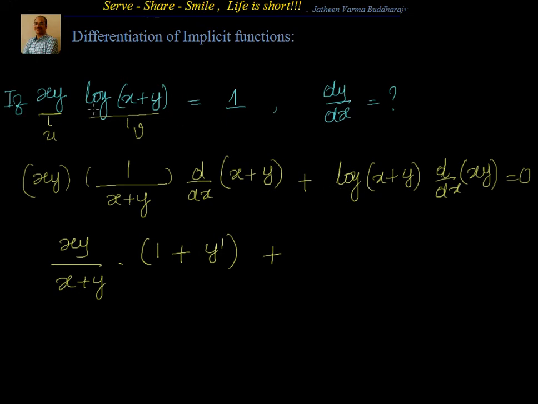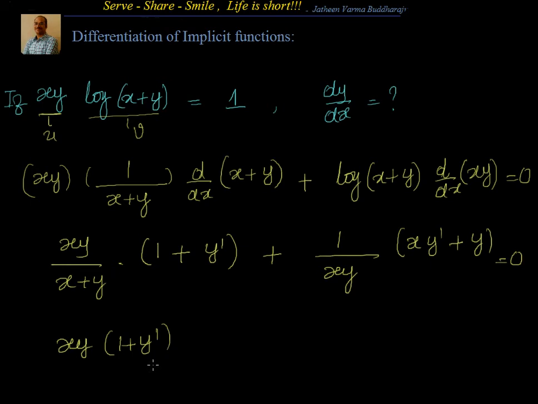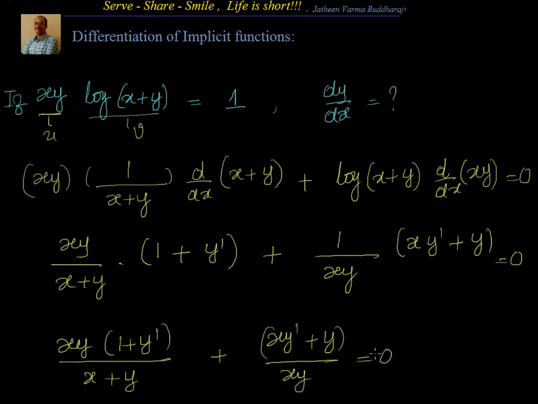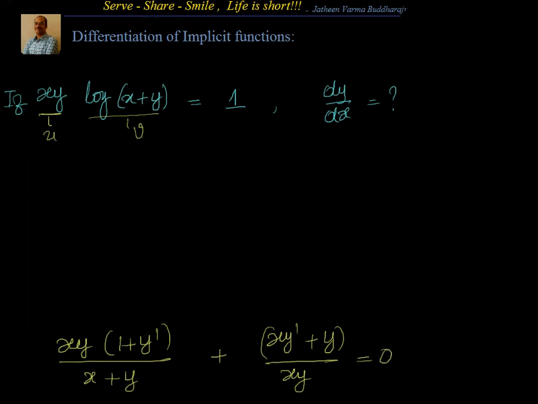Now log of x plus y, I want to write as 1 by xy. I can write that because I have been given that xy into log of x plus y equal to 1, into d by dx of xy, that is u into v dash, that is xy dash plus y into 1. So let's try to simplify this now. We will have xy by xy into 1 plus y dash by x plus y plus xy dash plus y divided by xy equal to 0.